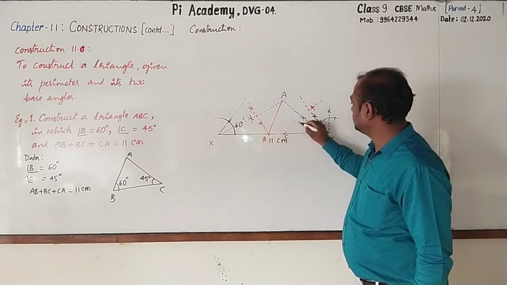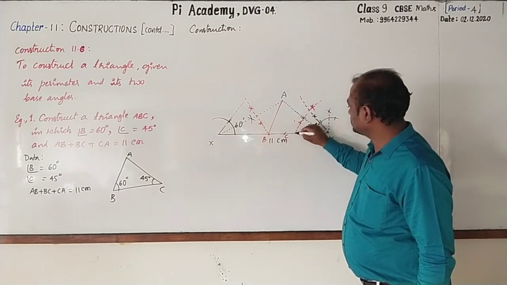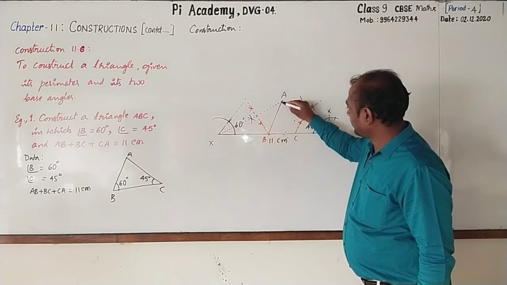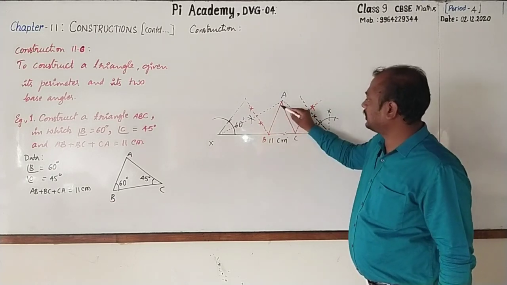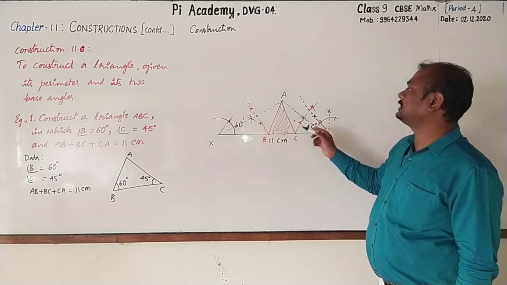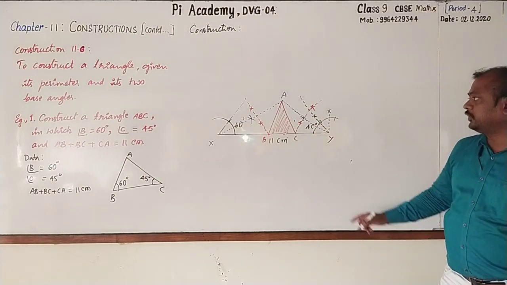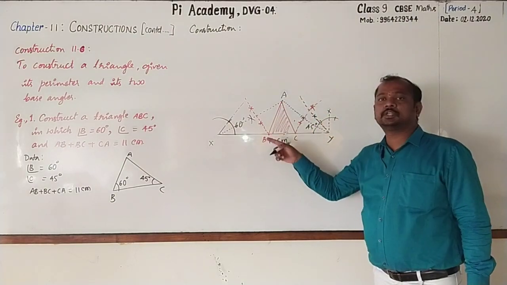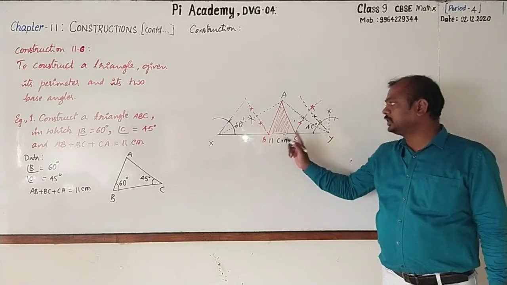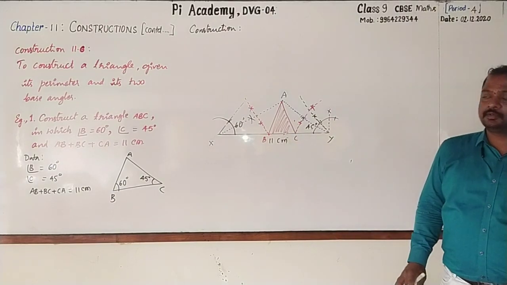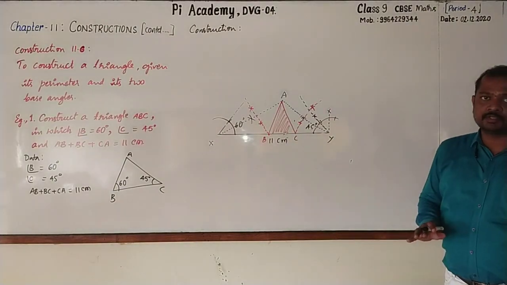So AC comes here. Yes, AC. Now see that ABC is the required triangle. When you find out the measurement of all the three sides and add them, you will get 11 centimeter. Hope that you all have understood.